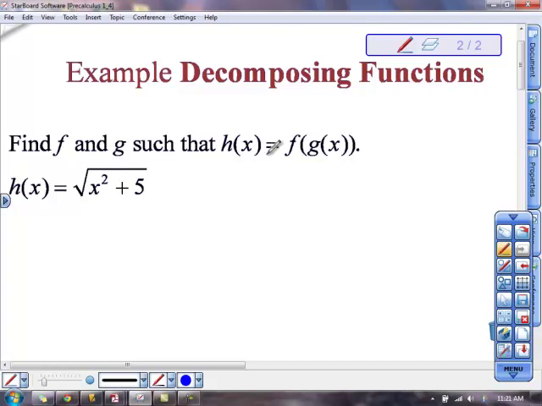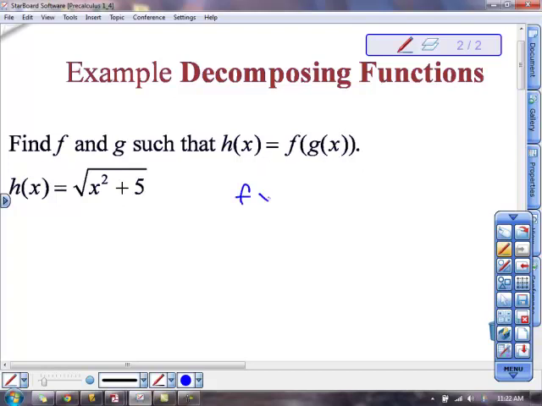Okay, so the other thing that we're going to do is go the other way around, which is going to be a little bit harder. We're going to decompose functions. So we're going to start with a composition of two functions. We're going to call that h of x. It's a composition of f and g. And I'm going to give you that composition, and I'm going to ask you to break it down into its original functions f and g.